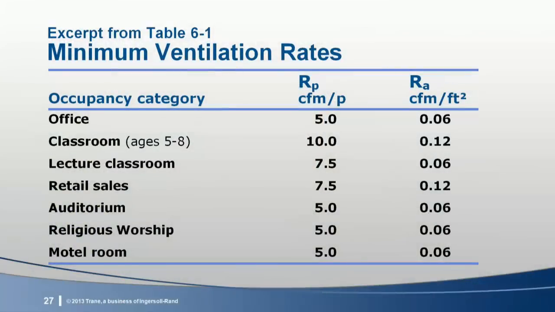While the actual relationships are complex, most experts agree that the best simple model for effective dilution of odors and irritants involves summing the outdoor airflow needed for each of these sources. As a result, since 2004, Standard 62 has prescribed 2 ventilation rates for each occupancy category. R sub P, the rate for people sources, and another, R sub A, the rate for building-related sources. This table shows prescribed minimum rates for several occupancy categories.